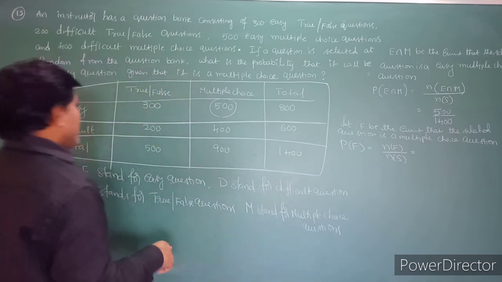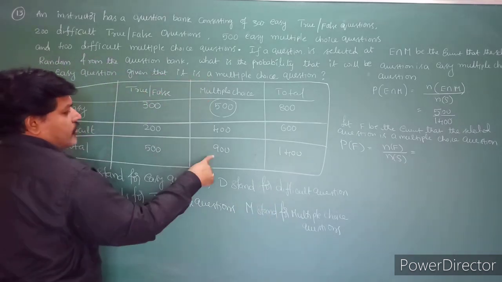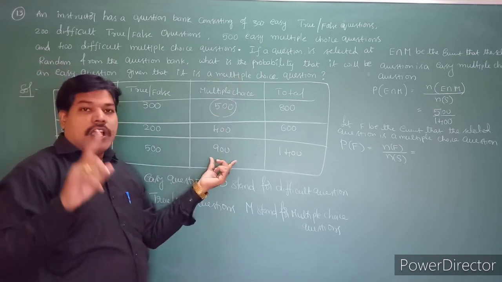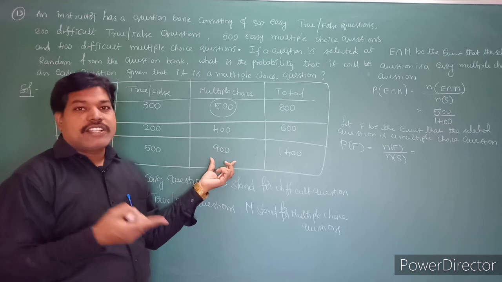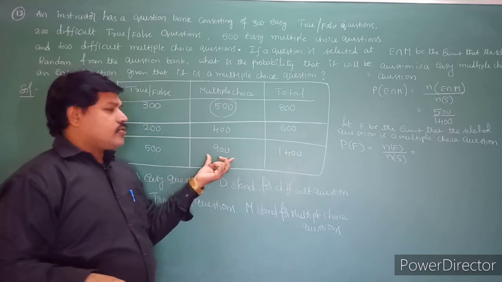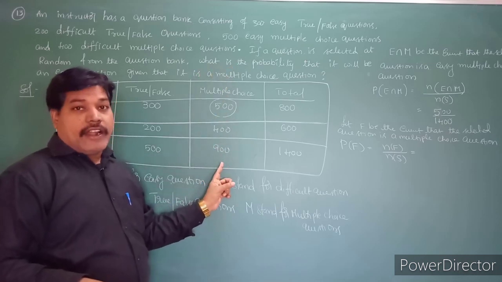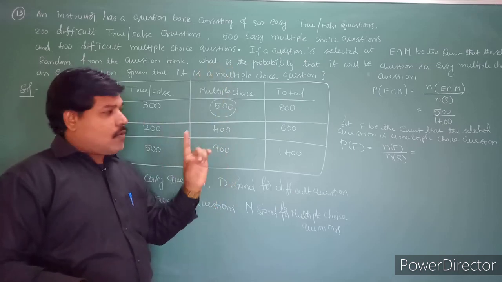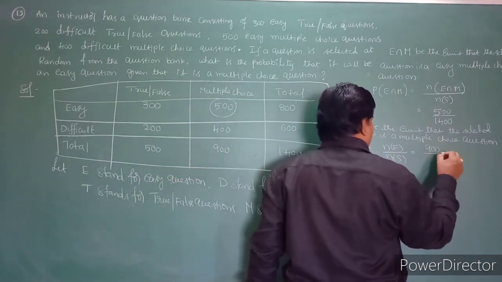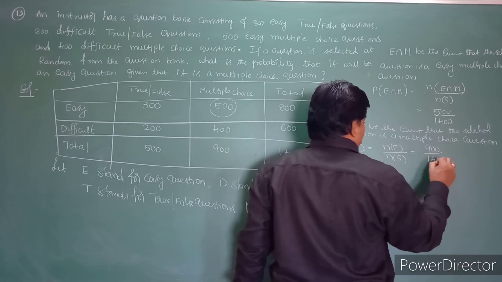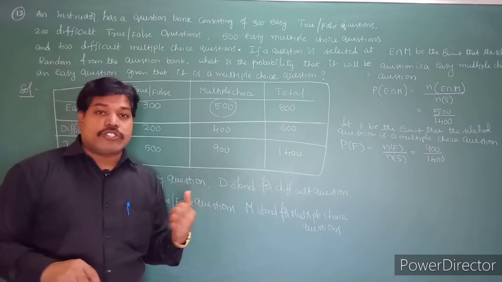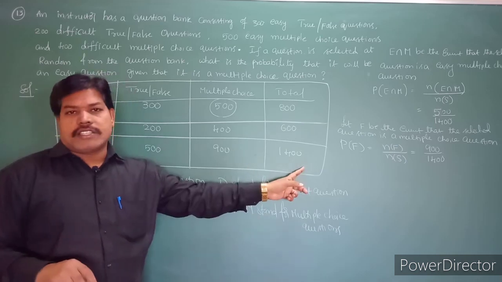Multiple choice questions. How many multiple choice questions are there, students? 900 questions are there. What is the probability of getting a multiple choice question? Total multiple choice questions are 900. Out of these 900 we can select one question. That is 900 by N of S, which is 1400. What is the probability of getting a multiple choice question? So that is 900 by 1400. Yes or no?